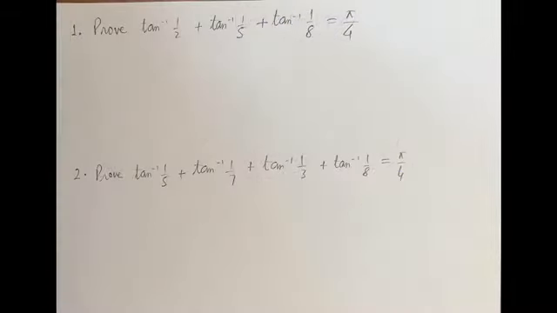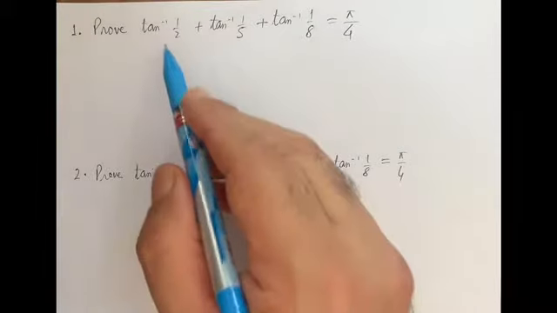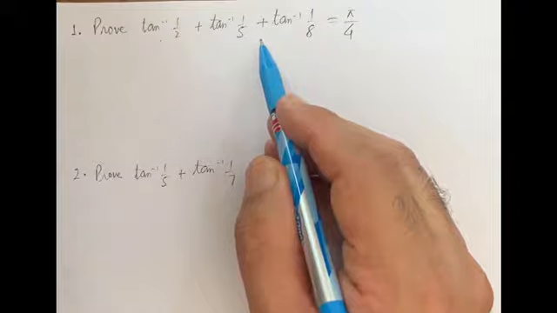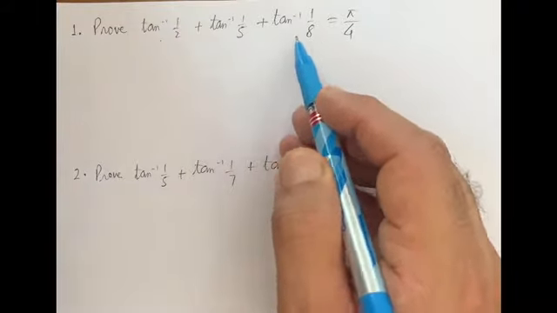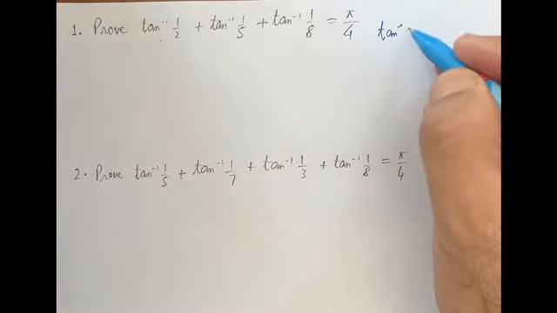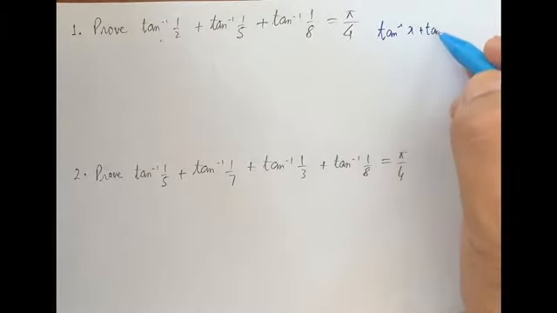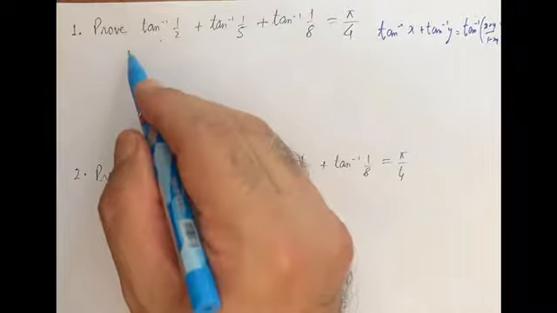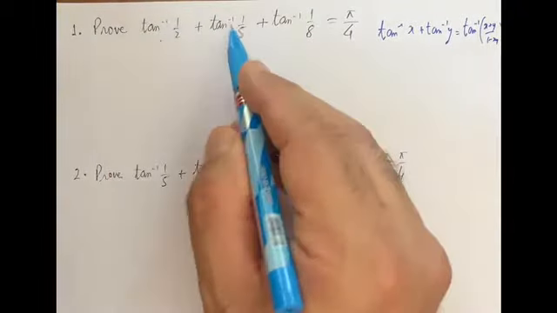Coming to the questions, so the first one, we have to prove tan inverse of half plus tan inverse of 1 by 5 plus tan inverse of 1 by 8 is equal to pi by 4. We know tan inverse of x plus tan inverse of y is tan inverse of (x plus y) upon (1 minus xy). So we use this result to this and this.